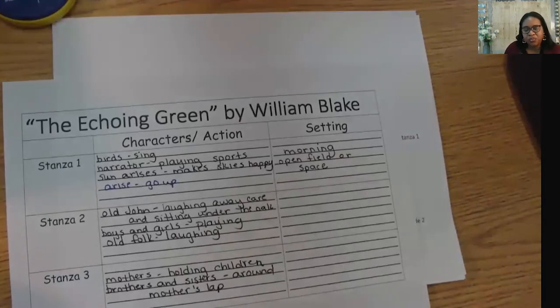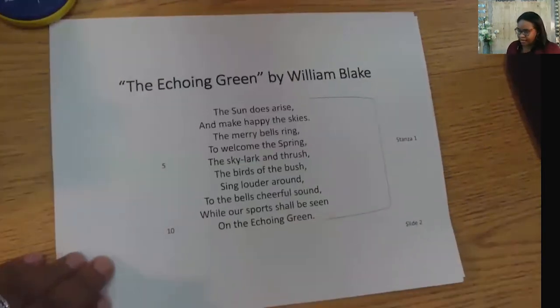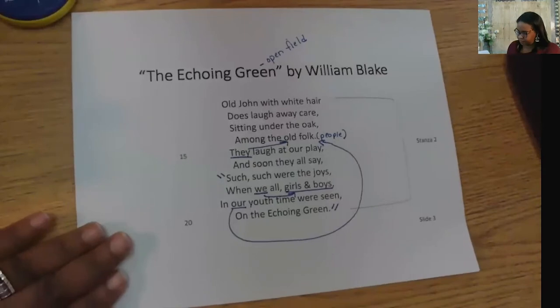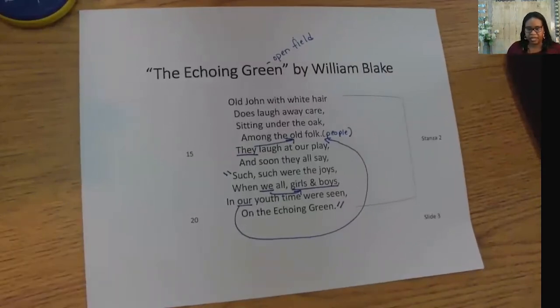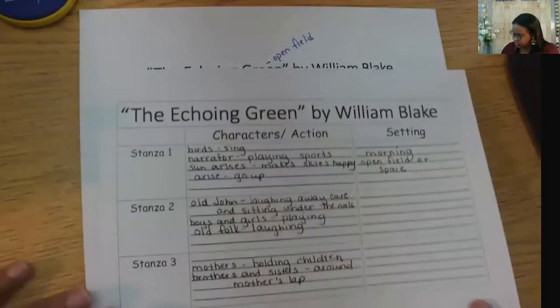Now, I want you to reread stanza 2 out loud. Remember, as you read, think about what keywords or phrases describe where and when this poem takes place. What did you read that helped you understand the setting? Jot down your ideas on your chart paper in this section on the chart.